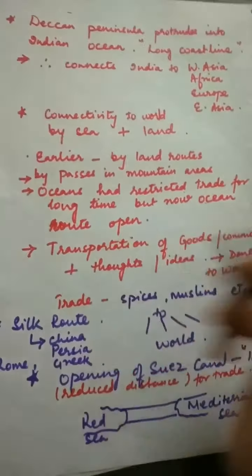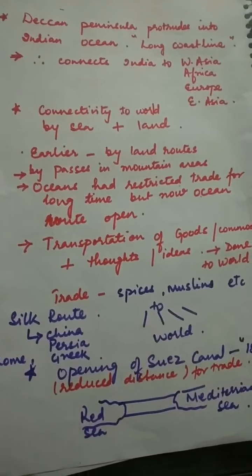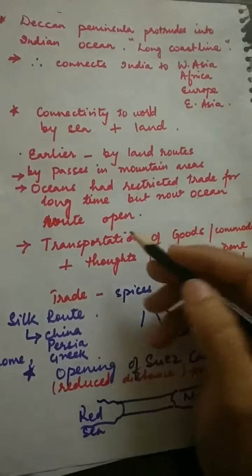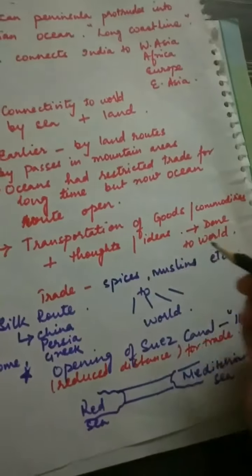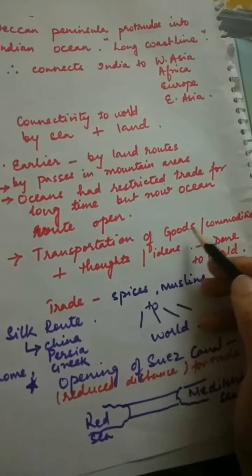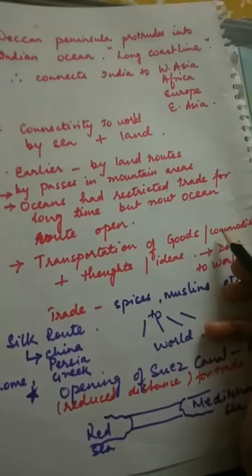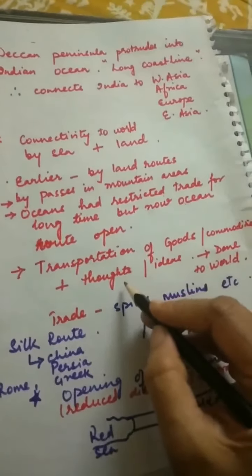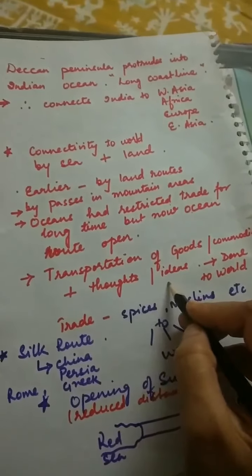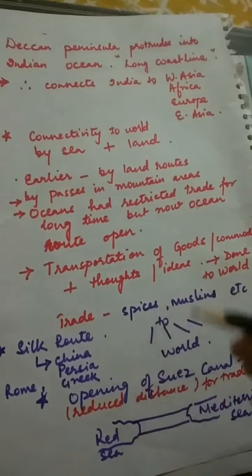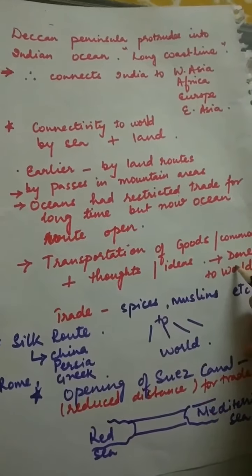Now when the transportation was done, what all things were transported? It was not only the goods and commodities that were transported, a huge amount of Indian thought and ideas were also carried to the other parts of the world.